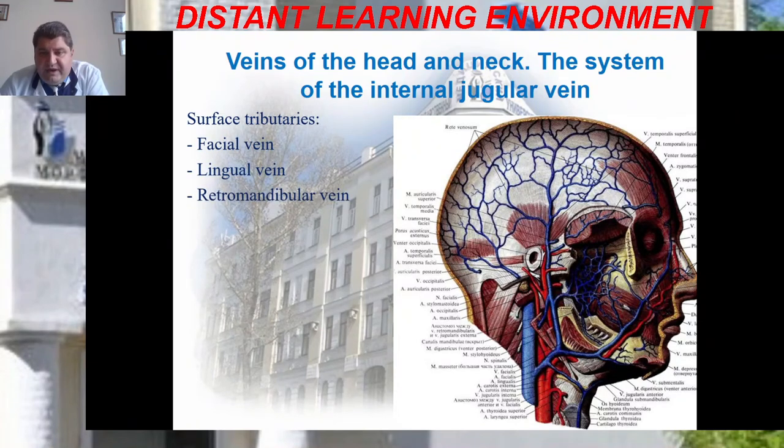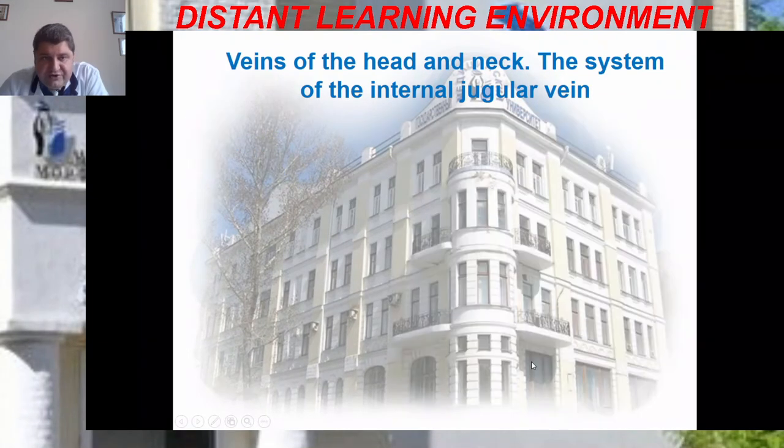So next you may see the facial vein, as I told you. We cannot see the lingual vein here, but we can see the retromandibular vein, which is the continuation of the superficial temporal vein downward. Also you can see the formation of the common facial vein, which passes into the internal jugular vein.